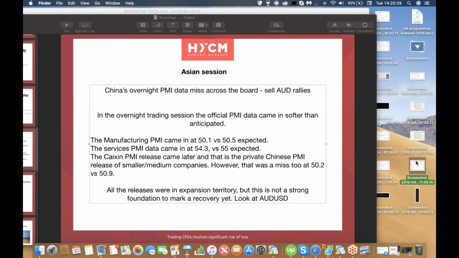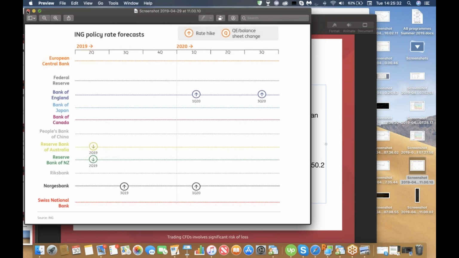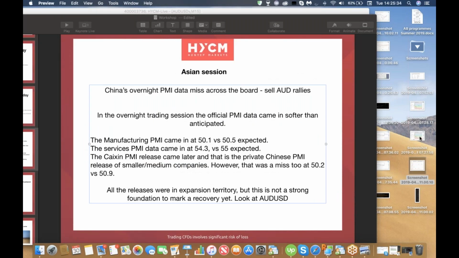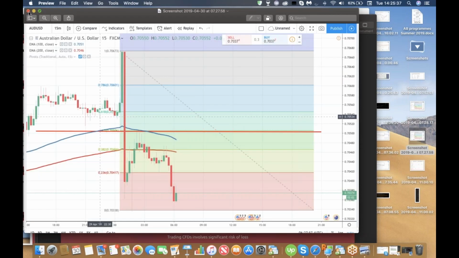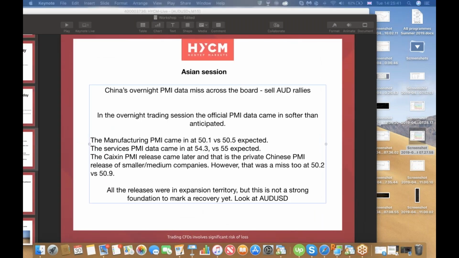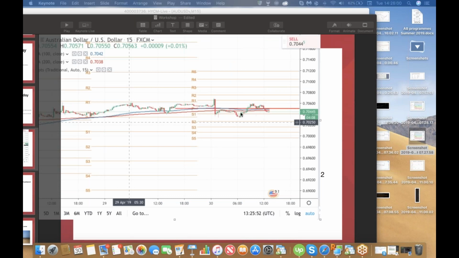Let me just see. I think I've got the screenshot here. No, it's not that one. Try again. No, right. I'll just show it to you on a different chart. I'll just do a quick screenshot for you. Right, here it comes. You can see here that pivot point there.